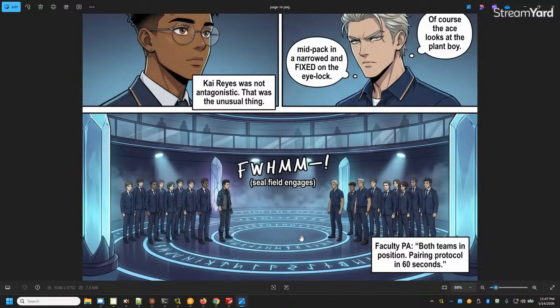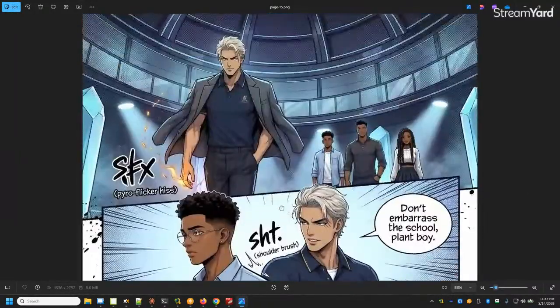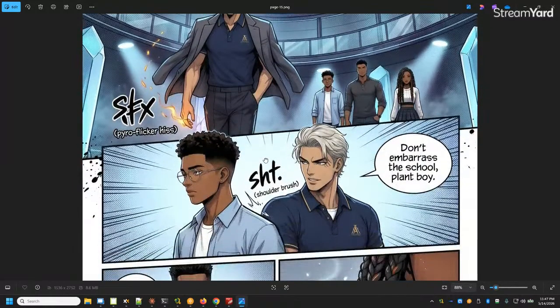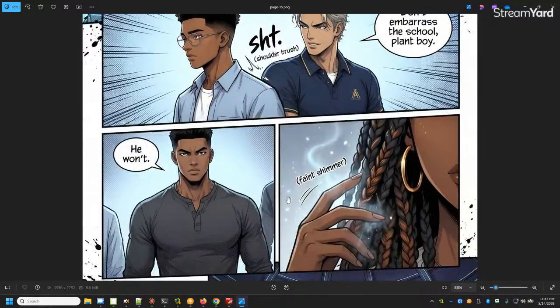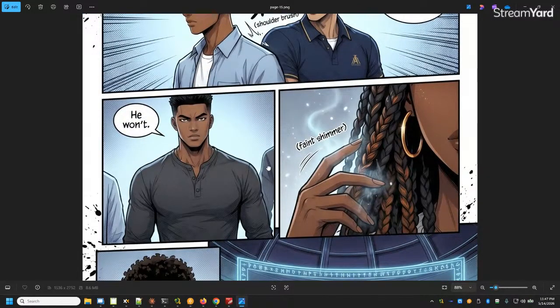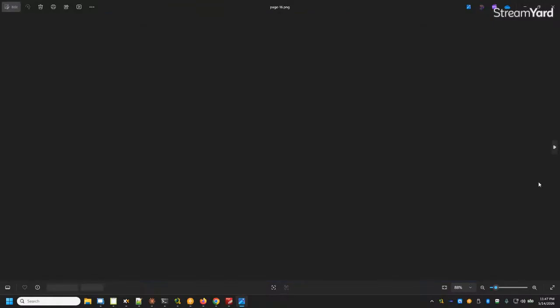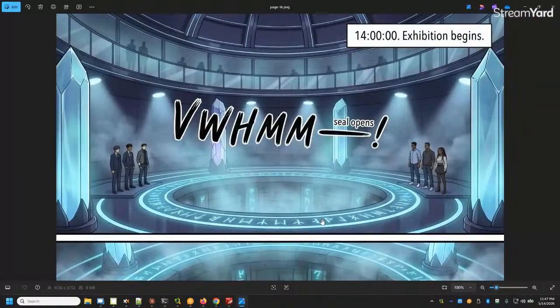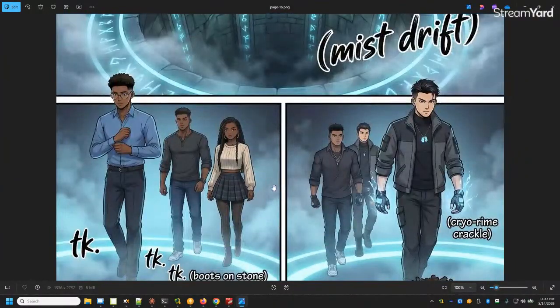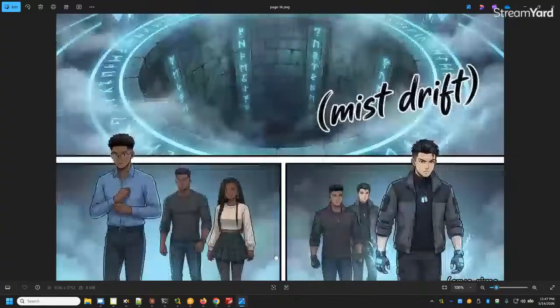Both teams in positions, pairing protocol in 60 seconds. All right, and then of course our bot recycles an image used from chapter one. I'm gonna pretend like I didn't see that. Don't embarrass the school plant boy. He won't. Faint shimmers. All right. She's getting ready. 3 steps. He kept counting silently. All right. Squad pair and lock. Exhibition begins in 2 minutes. 2 o'clock. Showtime. And then the portal or the dungeon. It's not really a rift, but okay.